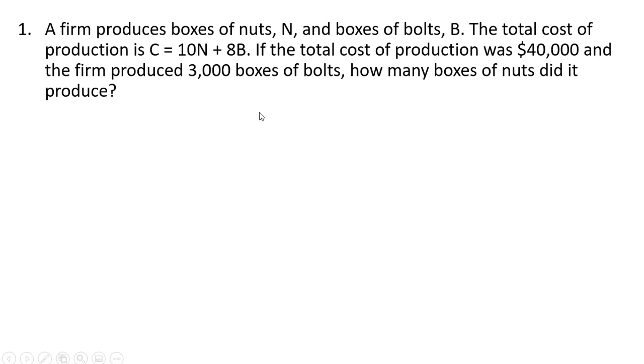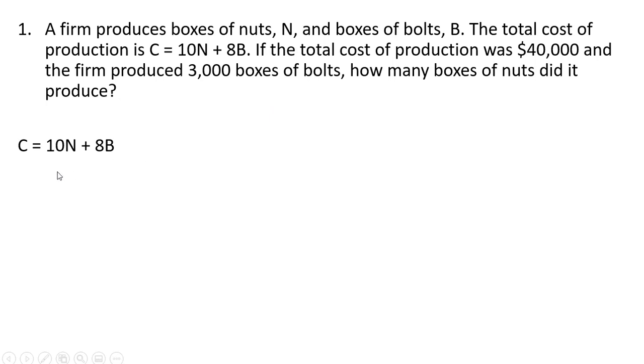Question 1. A firm produces boxes of nuts and boxes of bolts. The total cost of production is given by the following equation. If the total cost of production was $40,000 and the firm produced 3,000 boxes of bolts, how many boxes of nuts did it produce? So start with our equation here, and we're going to substitute in what we know.